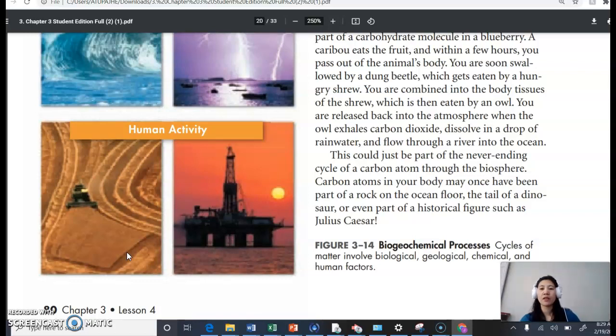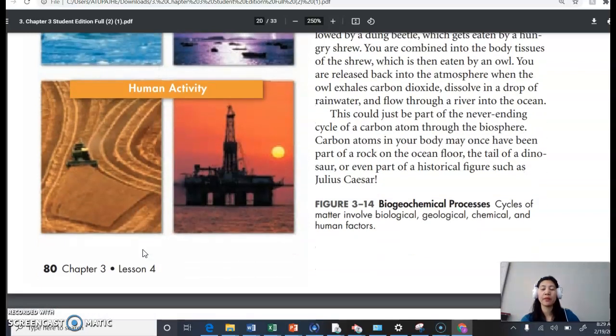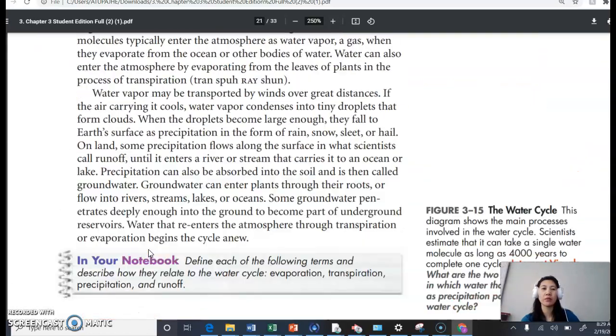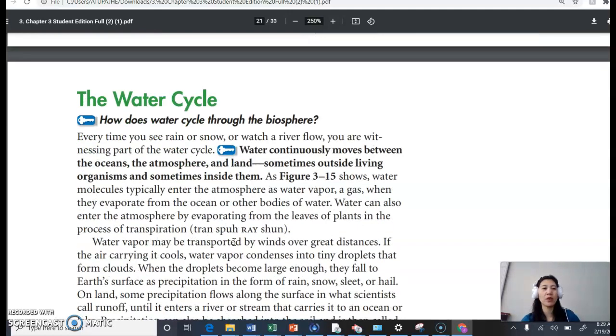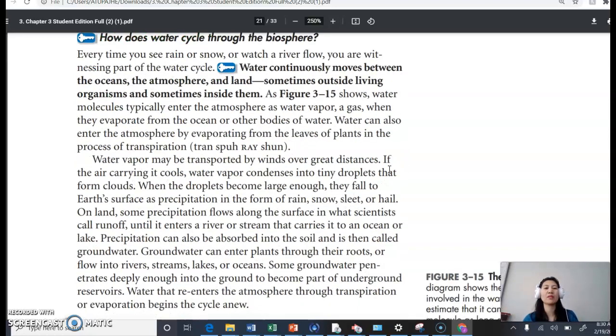So these are called biogeochemical processes. In this process, I have discussed this before, the water cycle. Every time you see rain or snow, just like this time, you're seeing snow all over the place here in Arkansas, in all other states, or even watch a river flow, you are witnessing part of the water cycle. Do you know that? So this water continuously moves between the oceans and the atmosphere and land, and sometimes outside living organisms and sometimes inside them.